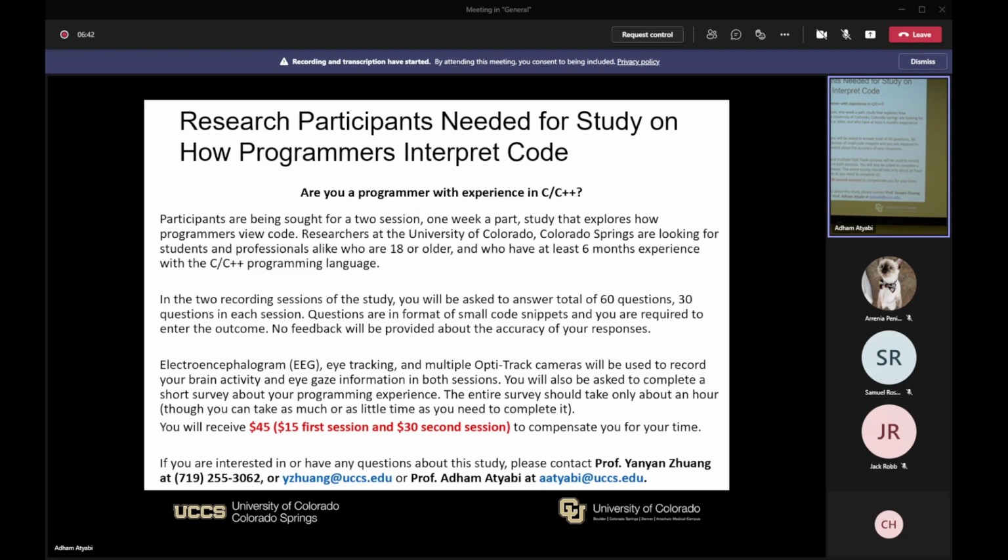If you have, you should have received an email and you should have been scheduled for this week to go through your first session. This is a 2-session study. You will receive $45 to compensate you for your time. If you agree to help us with this, you need to have at least 6 months of experience in C or C++ programming language, and you need to be over 18 years old, and we're going to look at the brain activities. And this study is going to continue next semester and probably the semester after.